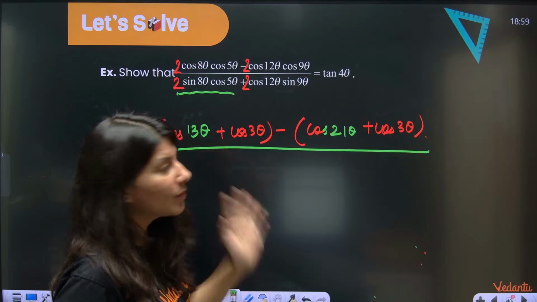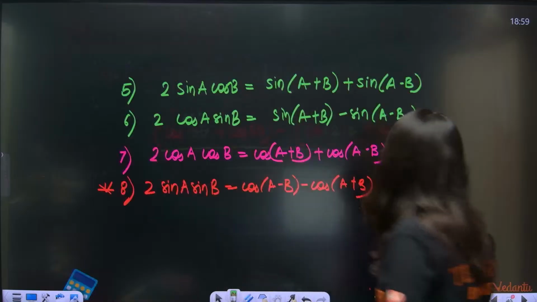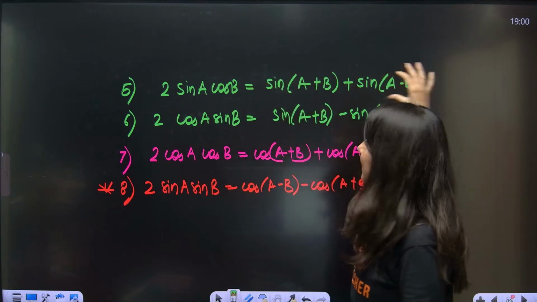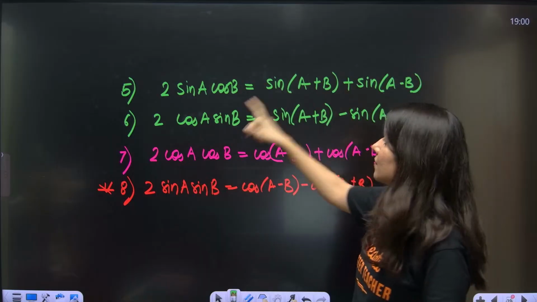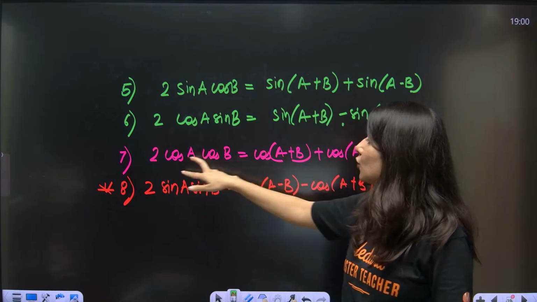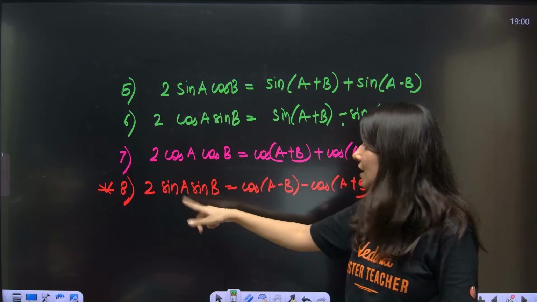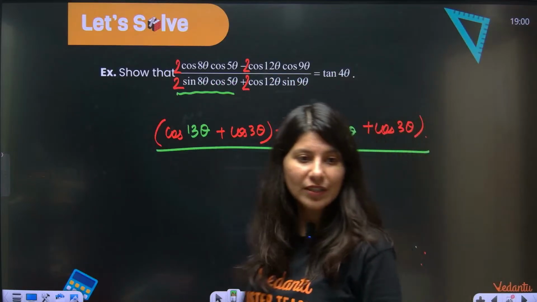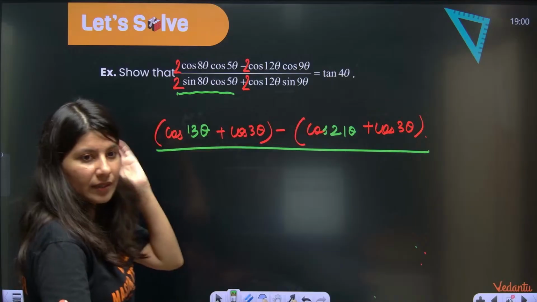Yes. Okay. See, hold on. 2 sin A cos B has this formula: sin A plus B plus sin A minus B. 2 cos A sin B is sin A plus B minus sin A minus B. Now 2 cos A cos B is all cos formula. 2 sin A sin B is cos A minus B minus cos A plus B. So what did I do? Let's do it from the beginning. Okay.